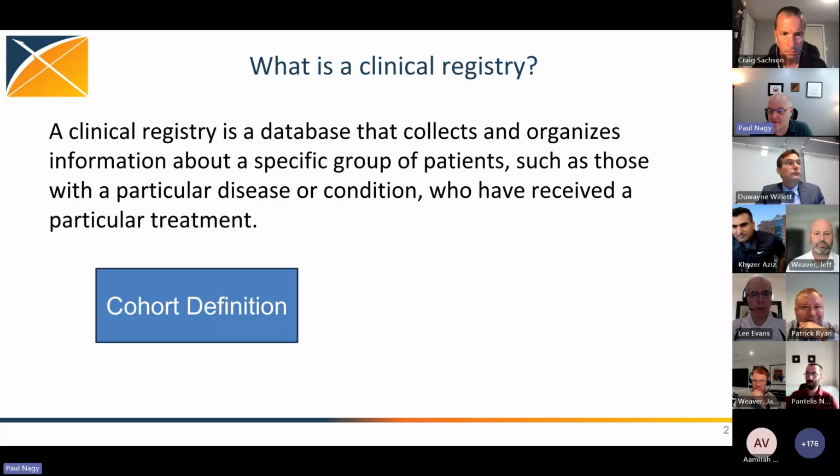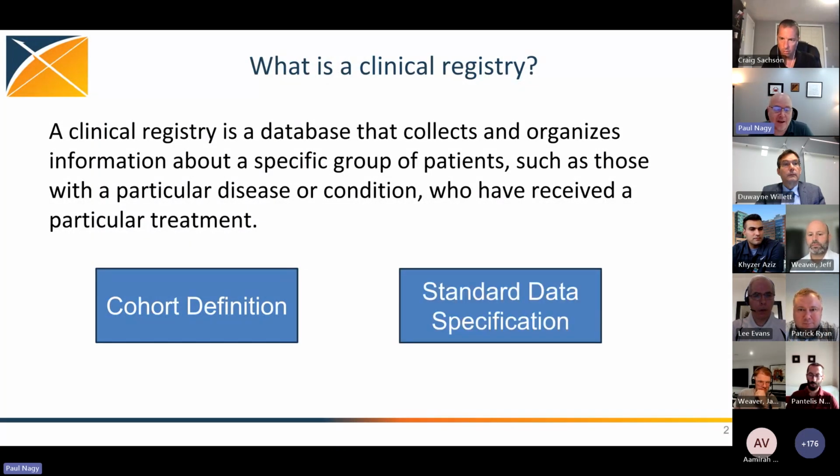And I like that because in OHDSI land, that is computational. It defines inclusion criteria and exclusion criteria, and when you apply it correctly, it gives you a list of patient IDs. But in addition to that, a clinical registry also has a data specification sheet, which means what data elements they are interested to collect around those patients.